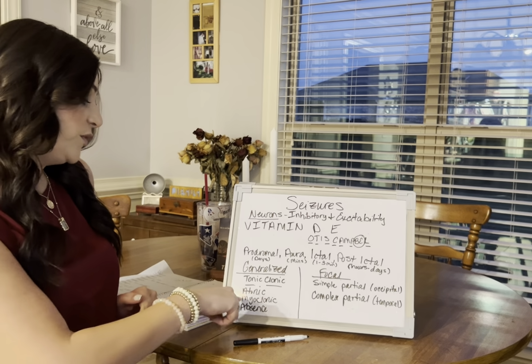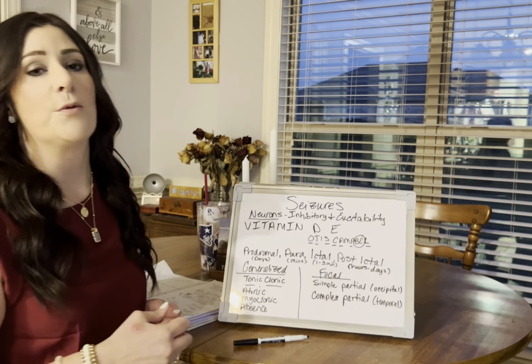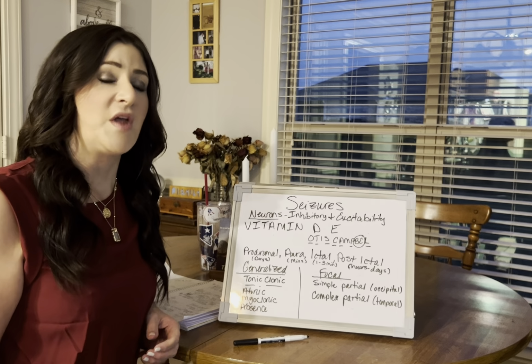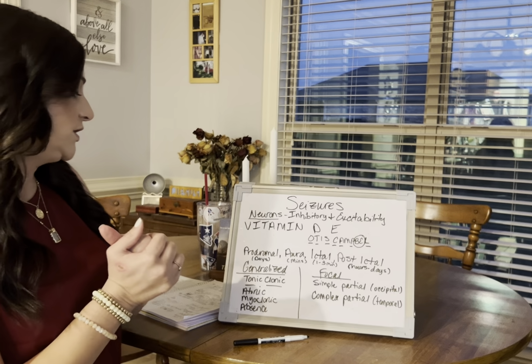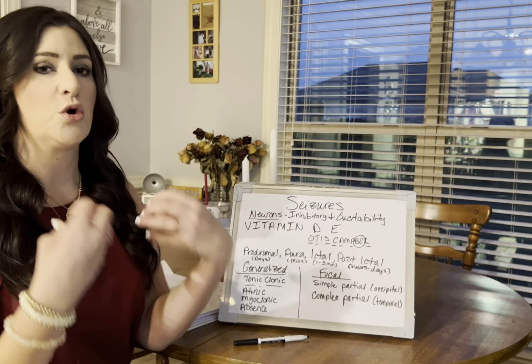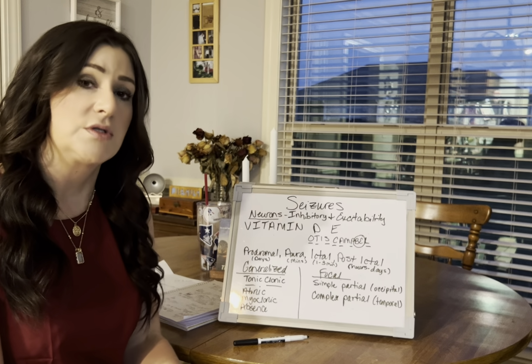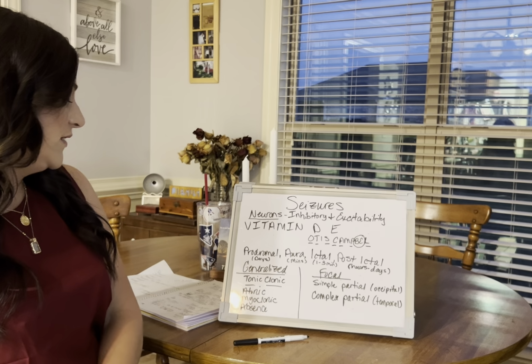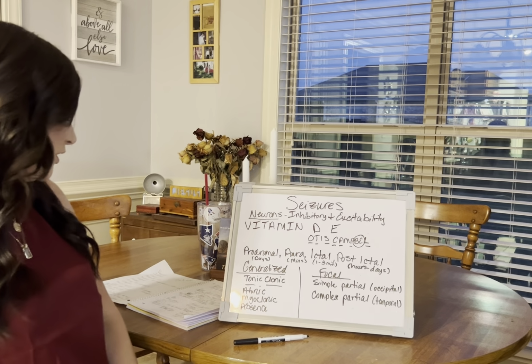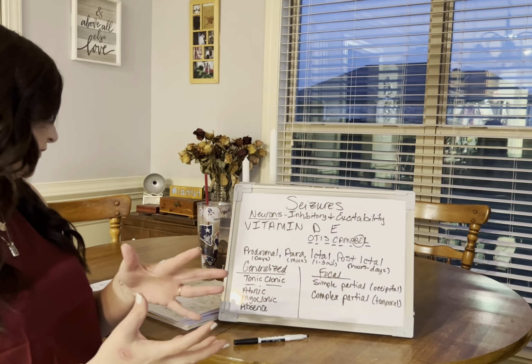The next type we have here is myoclonic. So myo refers to muscle. And so these are just repeated, very short, rapid, jerky movements of the muscles, okay? And then finally, the absence seizures, which I touched on briefly.